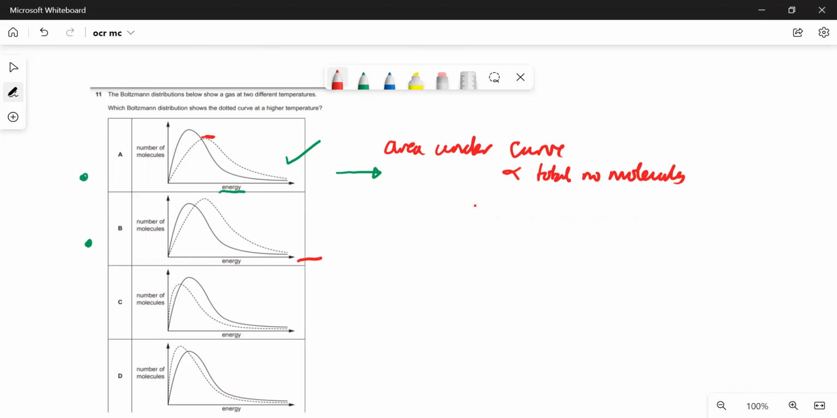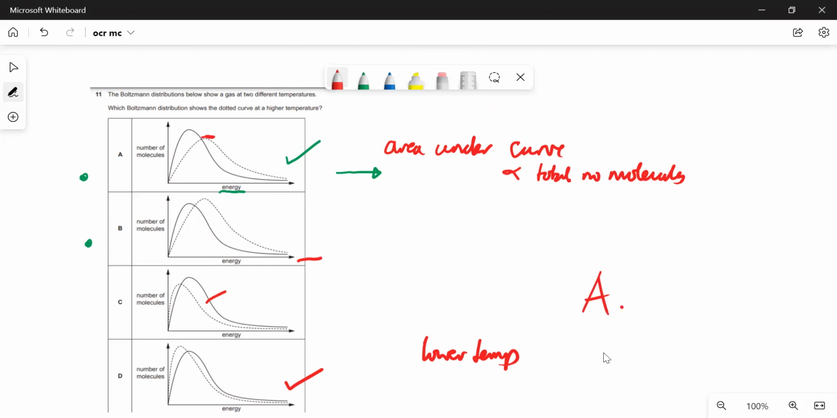Incidentally, let's just look at C and D. Well, which is the correct dotted curve for a lower temperature? Let's have a look at that. Which is the correct one there? Well, the correct one is D, yeah, for a lower temperature, because again, the area under the 2 curves has got to be the same. And you can see in C, the area under this continuous line is bigger than the dotted one, isn't it? Okay, so D is the right answer if it was asking for lower temperature, which it is not, so our right answer is A.